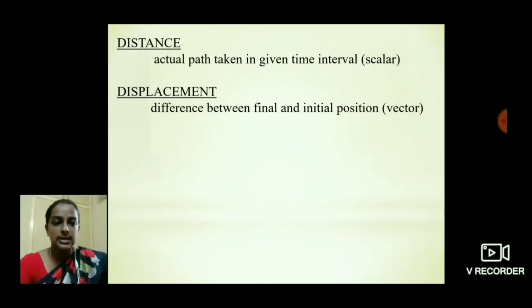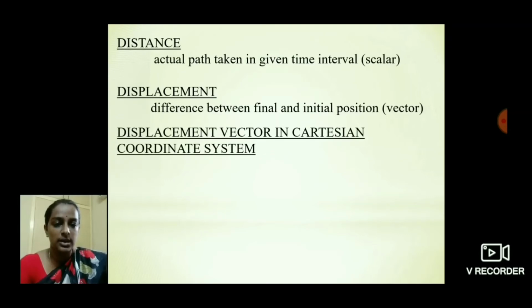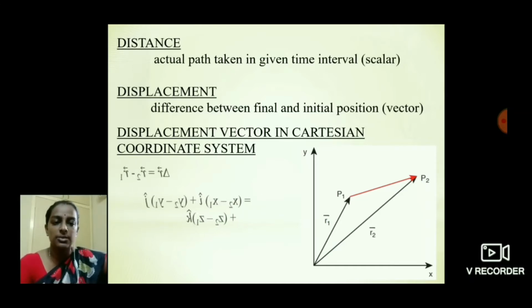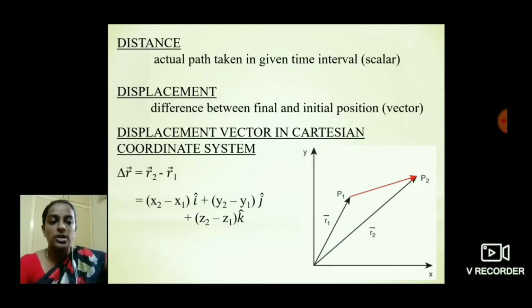Okay, next is the displacement vector in the Cartesian coordinate system. Let's take a look at this graph. P1 is one particle and P2 is another particle. P1 takes a position vector R1 and P2 takes a position vector R2. We need to find the displacement between P1 and P2. So that is given by delta R is equal to R2 minus R1. So when we substitute the values of R1 and R2, we get the displacement vector delta R is equal to R2 minus R1 as this.